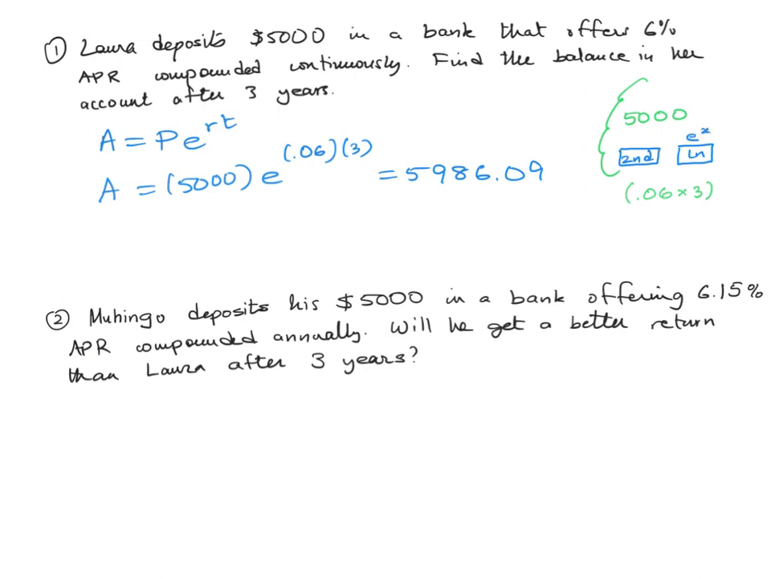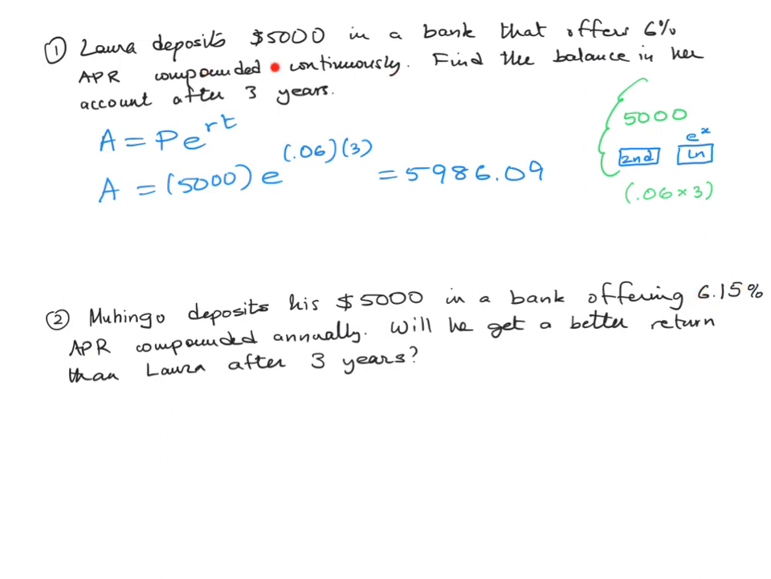So now we have another problem. Muhingo deposits his $5,000 in a bank offering 6.15% APR compounded annually. Will he get a better return than Laura after 3 years? Well, first of all, he's got a better interest rate. 6% was Laura's interest rate. He's getting 6.15%, so that's an advantage.